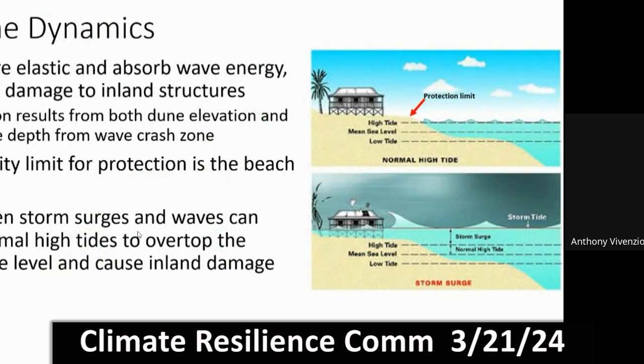So from a shoreline perspective, beaches are very elastic and absorb wave energy, protecting inland structures from damage. And that comes from dune elevation and shoreline depth. The elasticity limit for protection is the beach dune level, shown with the red arrow. So that level is very important relative to what is happening in the ocean. When you have wind-driven storm surges and waves that add to normal high tides, that can overtop the beach dune level and cause inland damage. So that protection level of the dune is critical.